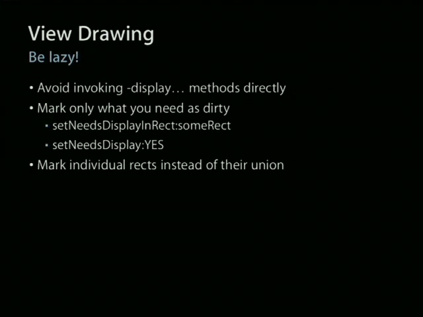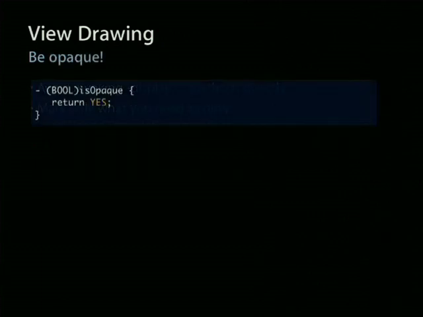And if you do have that situation where you have a bunch of small rects being drawn, don't mark the entire union as dirty, because you're still going to have to draw all of those unchanged portions of the document, and that's going to spend a lot of time drawing things that just don't need to be drawn. Be opaque. Here's an easy one. If at all possible, if you can return yes from isOpaque, do it. Because if you don't have to draw behind you, then the kit doesn't have to spend time figuring out what to draw. It'll just stop with that view.